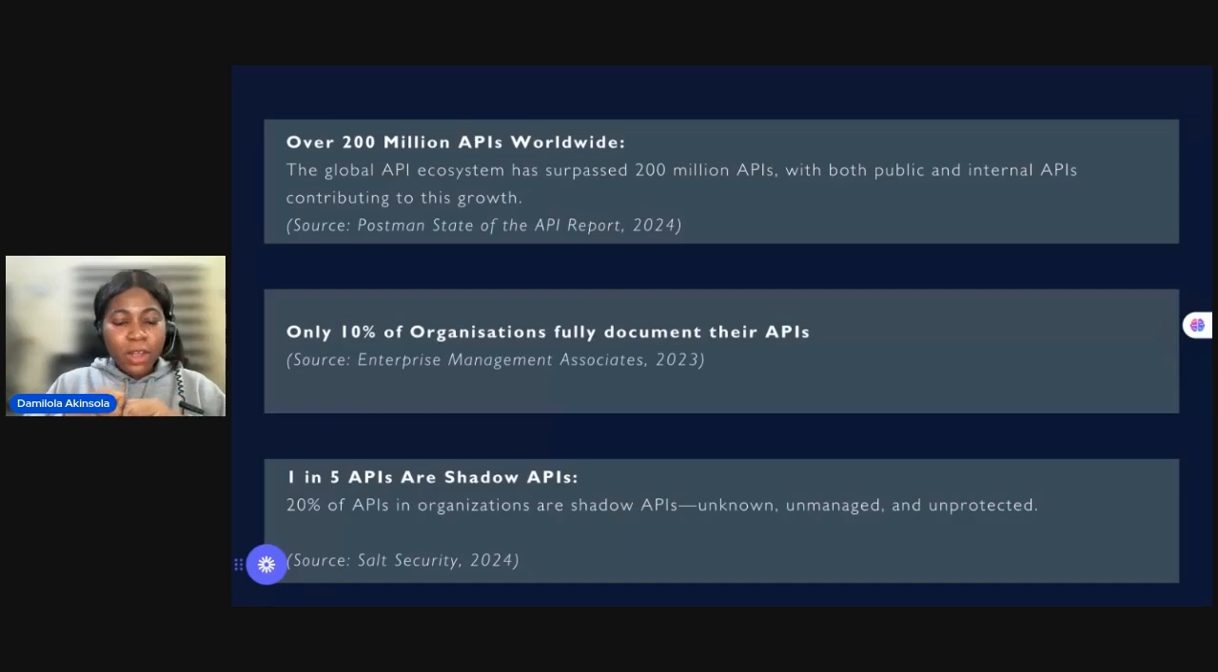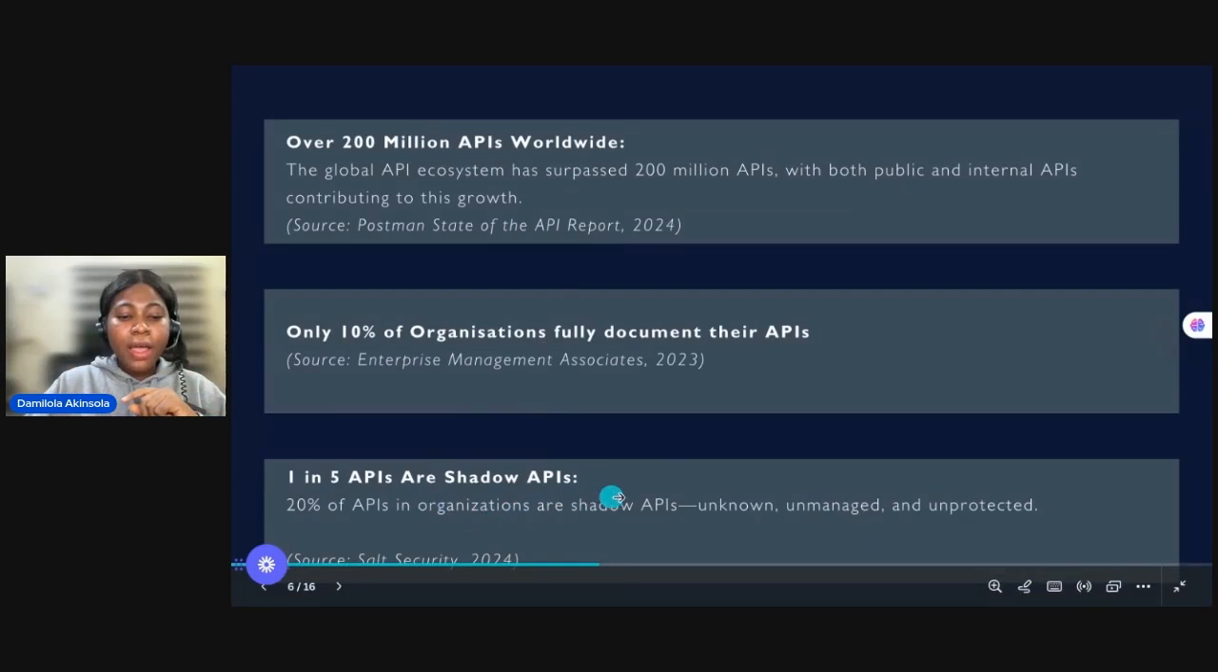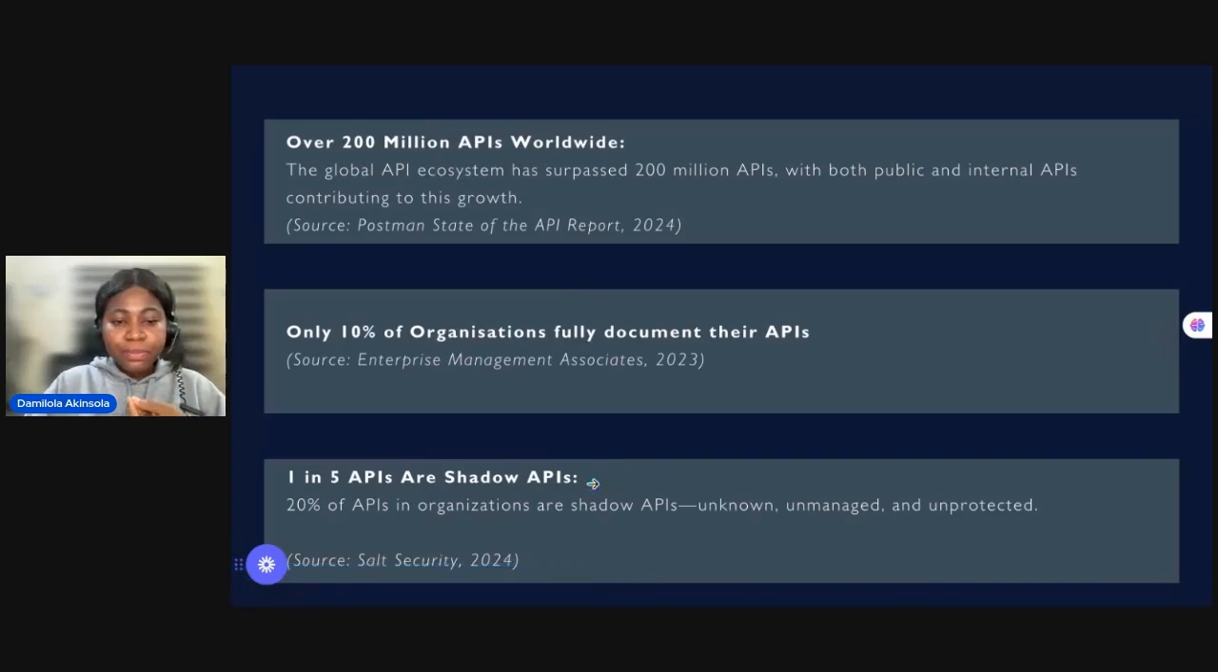Let's make it more substantial by looking at reports and statistics. In 2024, the Postman State of the API report discovered that we have over 200 million APIs worldwide. And that was in 2024, so it could have increased by now. Out of those 200 million APIs, 1 in 5 are shadow APIs, according to the report done by Salt Security in 2024.